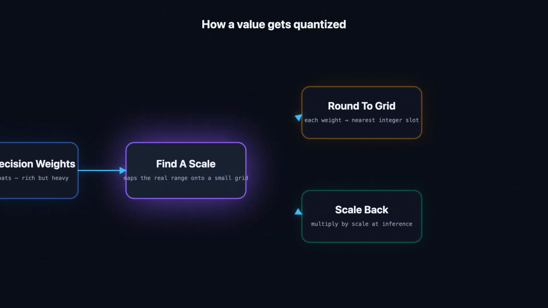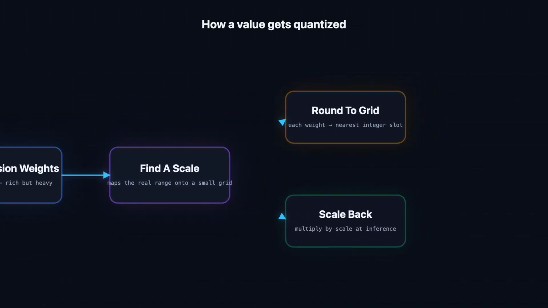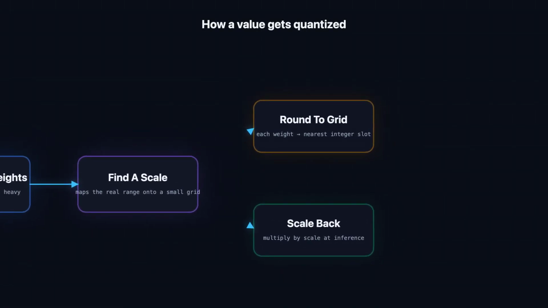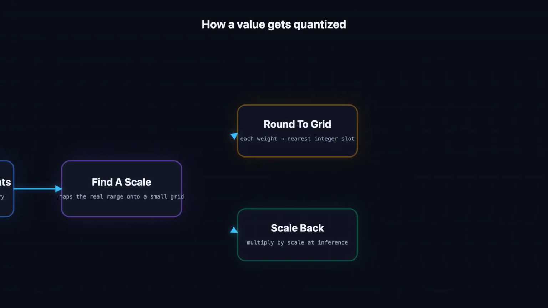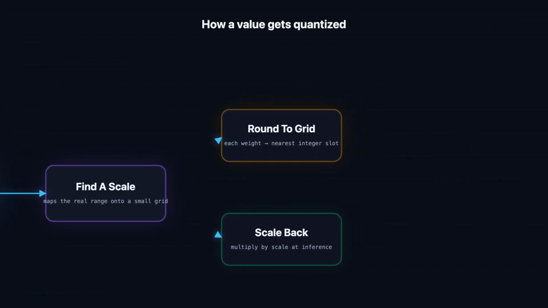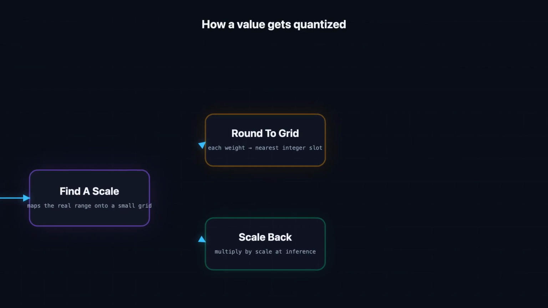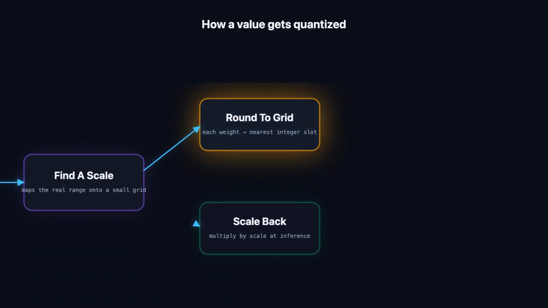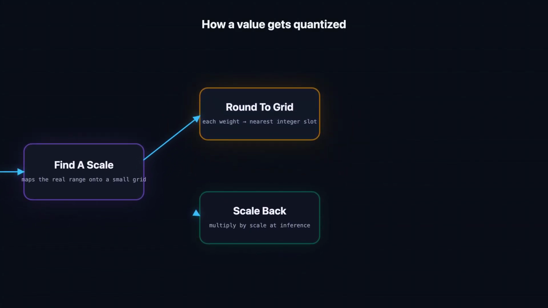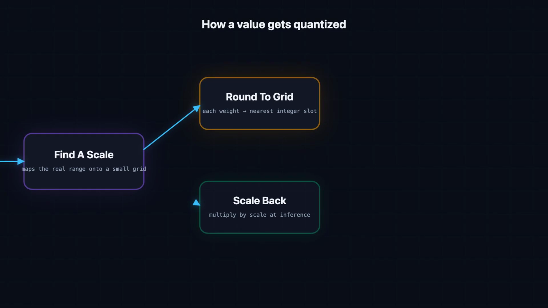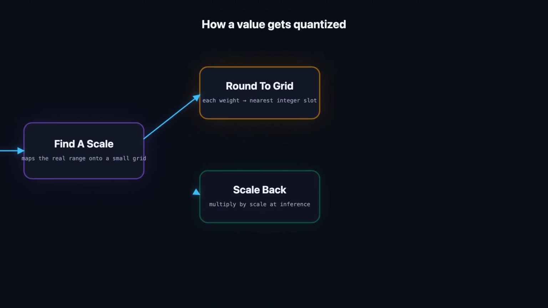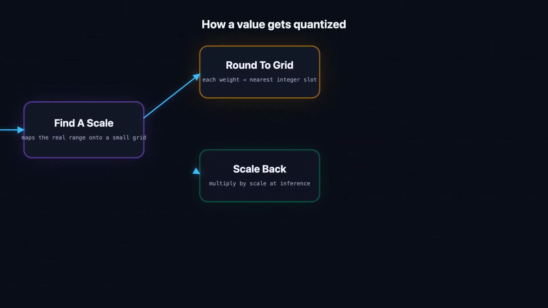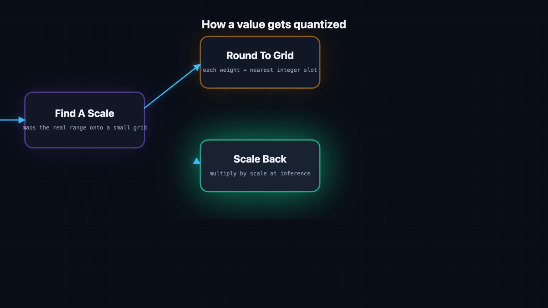Next, we look at the range those values span and choose a scale. The scale is the single number that maps that whole real range onto a small grid of representable integers, say the 256 slots of an 8-bit format. Then round each weight to its nearest point on that grid. Every rich floating point value collapses to the closest integer slot, and this rounding step is where the compression actually happens, and also where a little error quietly creeps in.